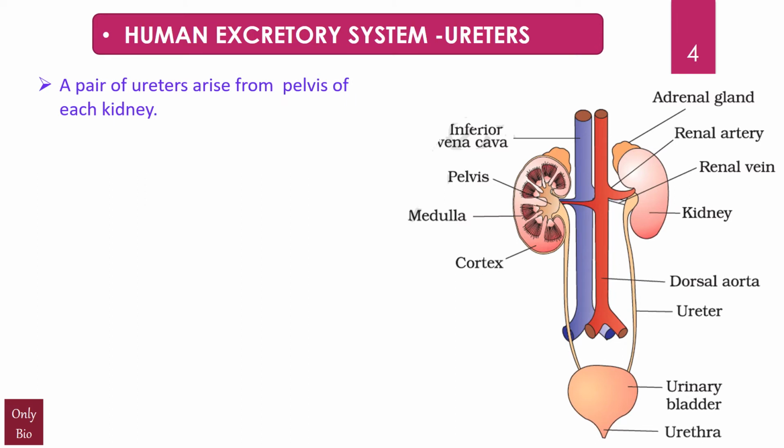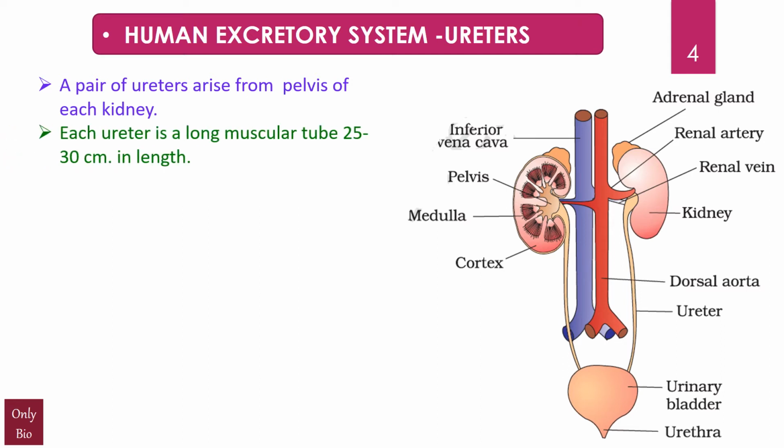A pair of ureters arise from the pelvis of each kidney. Friends, what is the pelvis area? You will understand more about the pelvis in detail when we talk about the LS of the kidney or the histology of the kidney in the next part. Right now, you will have to look at the screen and just understand that it is a more or less funnel shaped structure of the kidney which continues into the ureter.